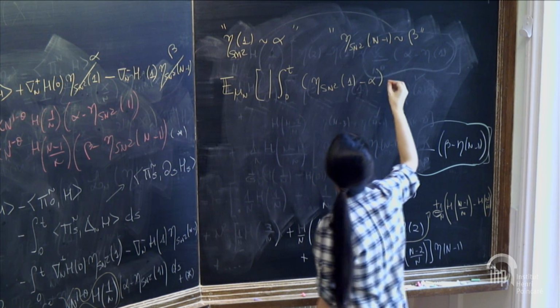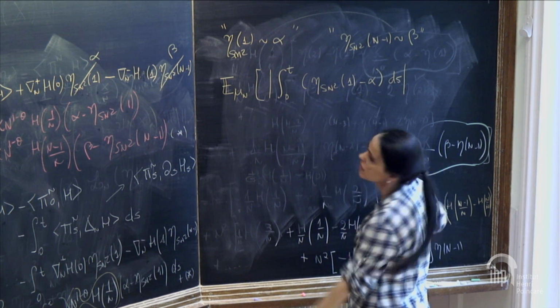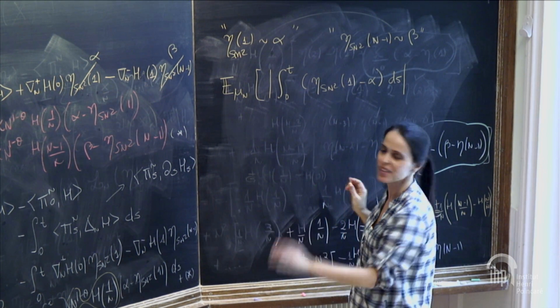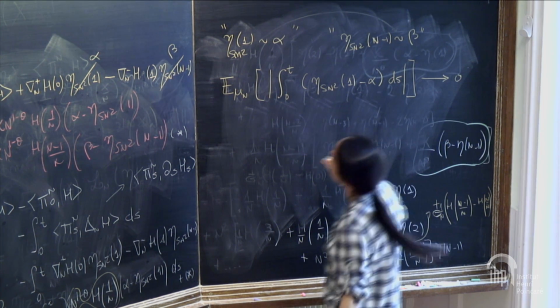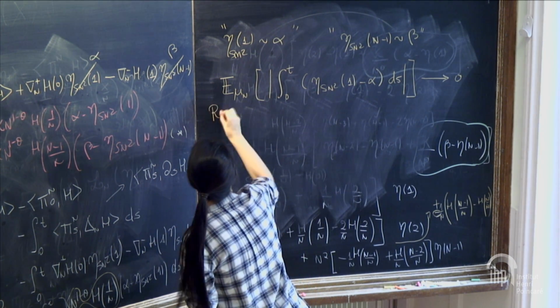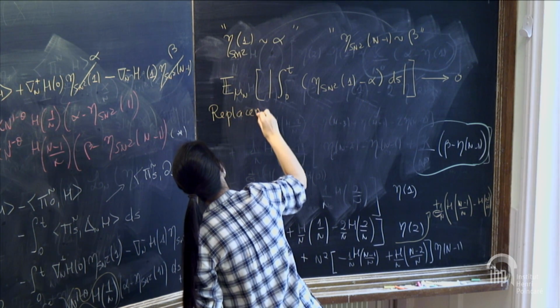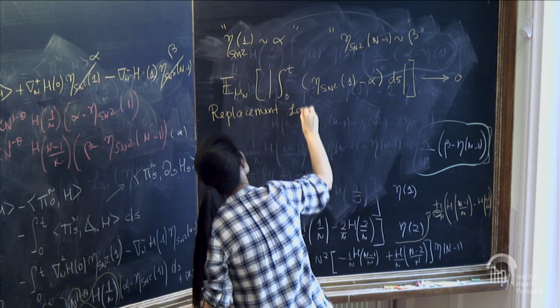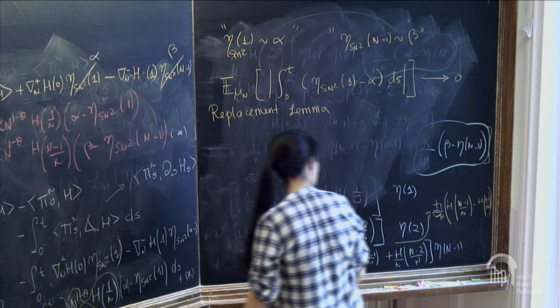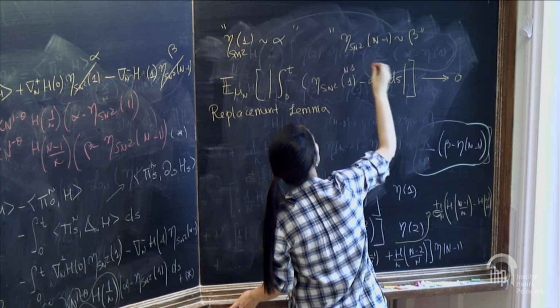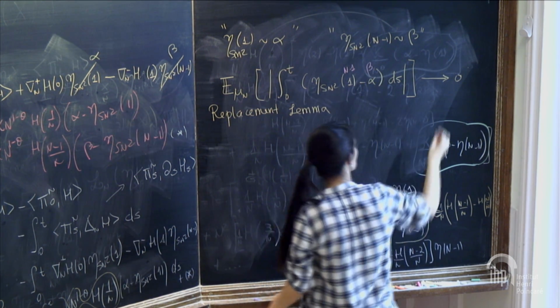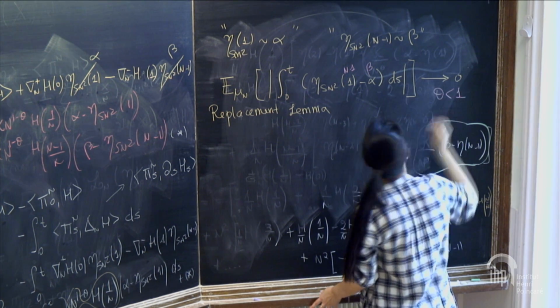So this is what I want to do in 5 slides or something. We will start with the proof of this. So this is what we call the replacement lemma. And the same thing is true if you take n minus 1 and beta. But this is only true for theta less than 1.